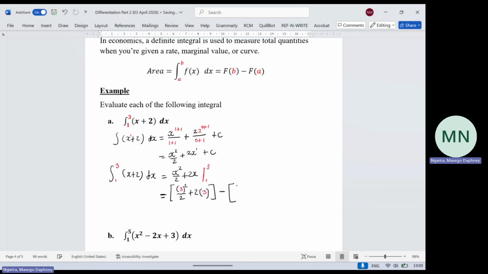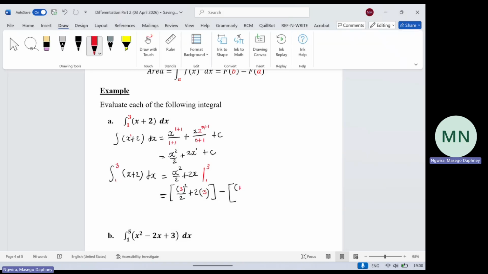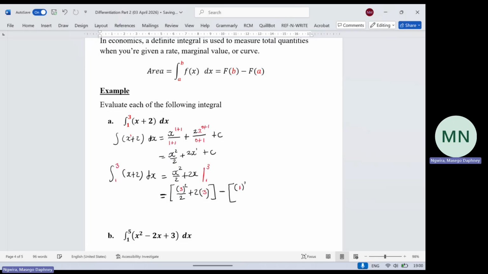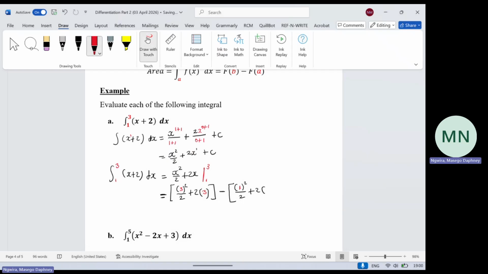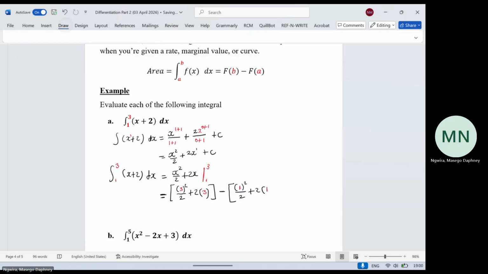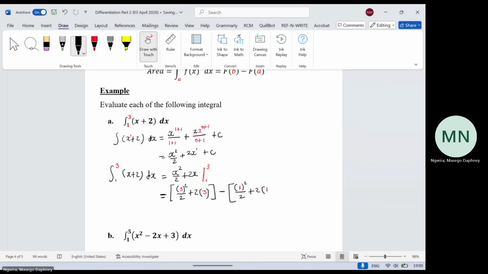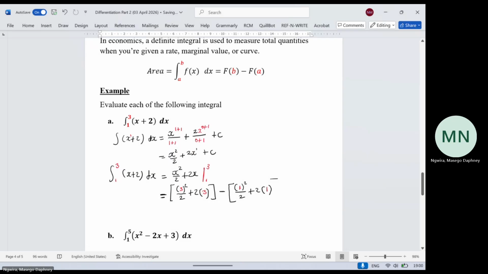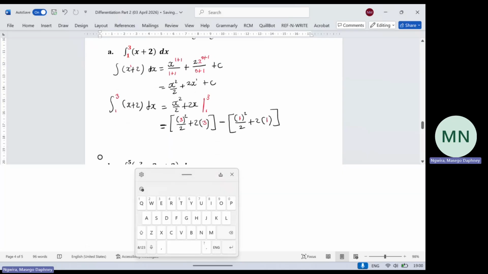And then now again, wherever I see x, now I put 1. That's what we do. 1 to the power of 2, then plus 2, and then 1.